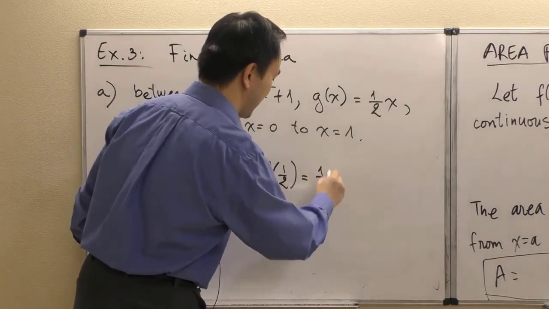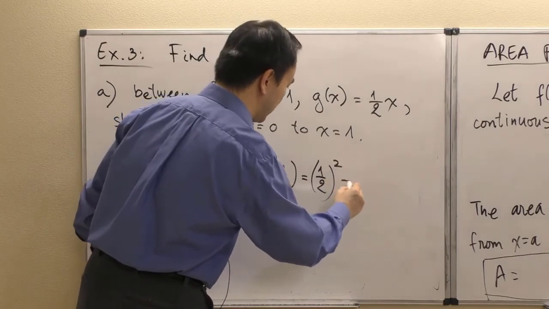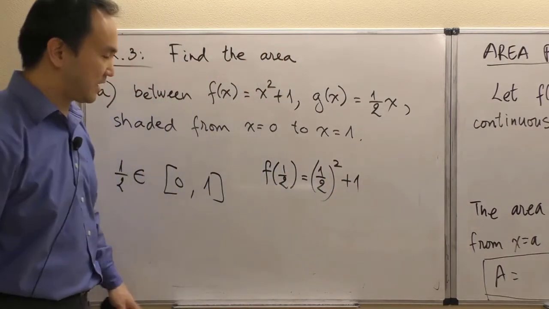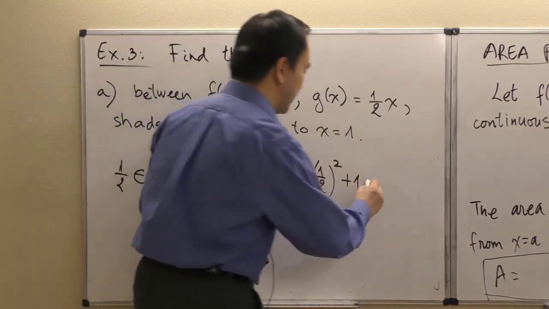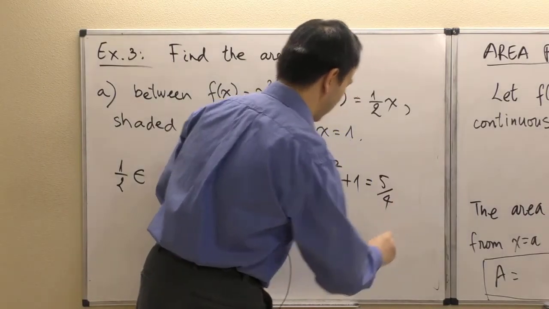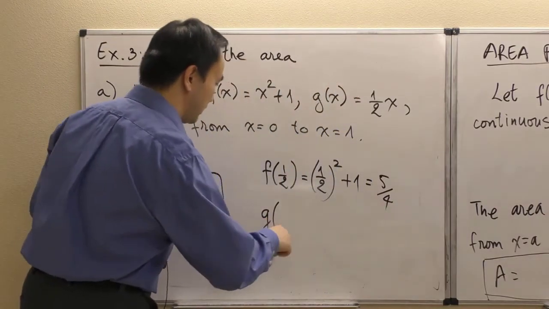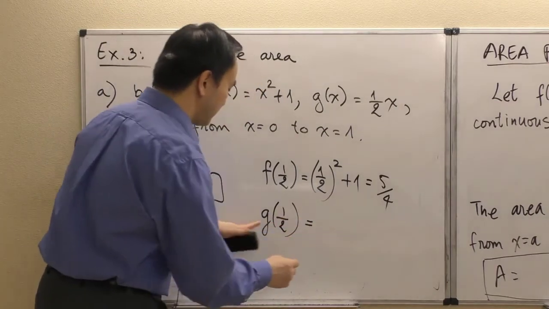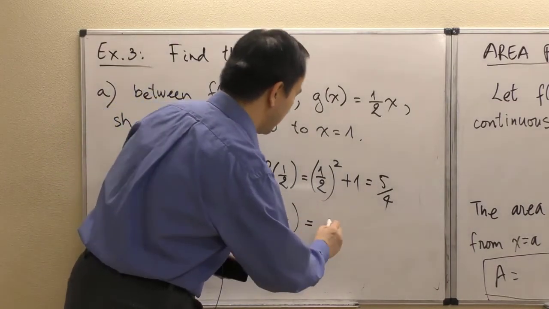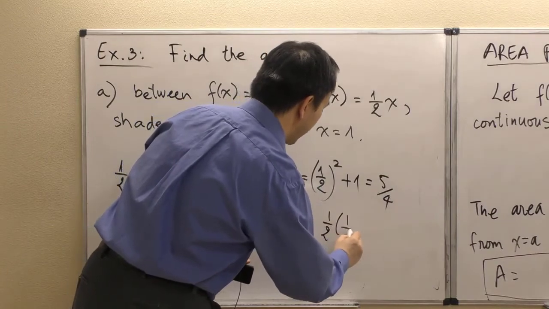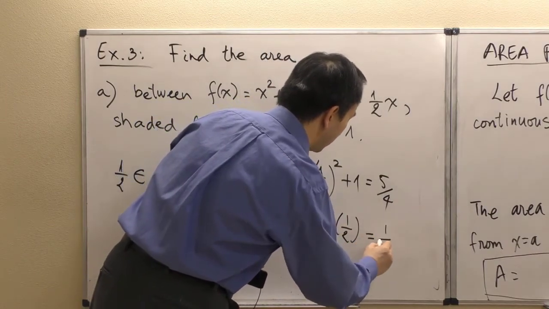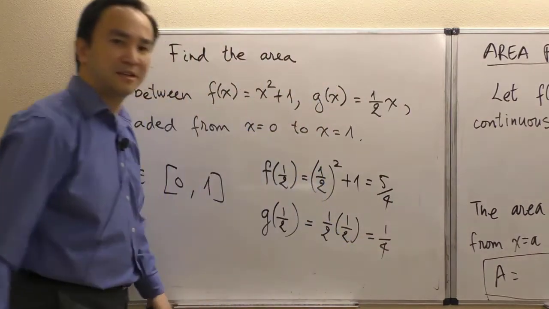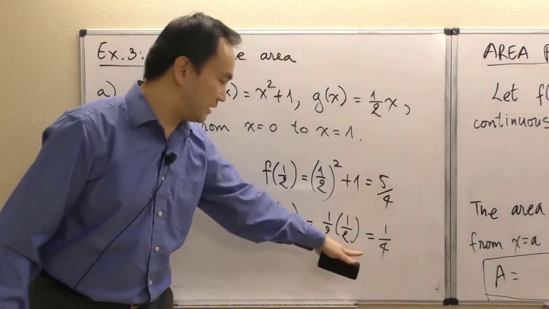So 1/2, now we can do this with a very basic calculator. That's 1/4 plus 1, which gives me 5/4. Now g of 1/2 gives me 1/2 times 1/2, which is a positive 1/4. So now we can compare. 5/4 is obviously greater than 1/4.